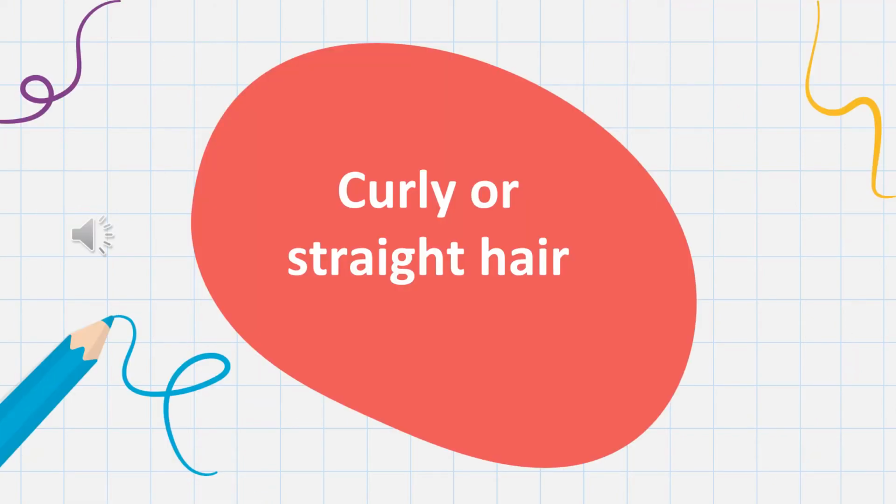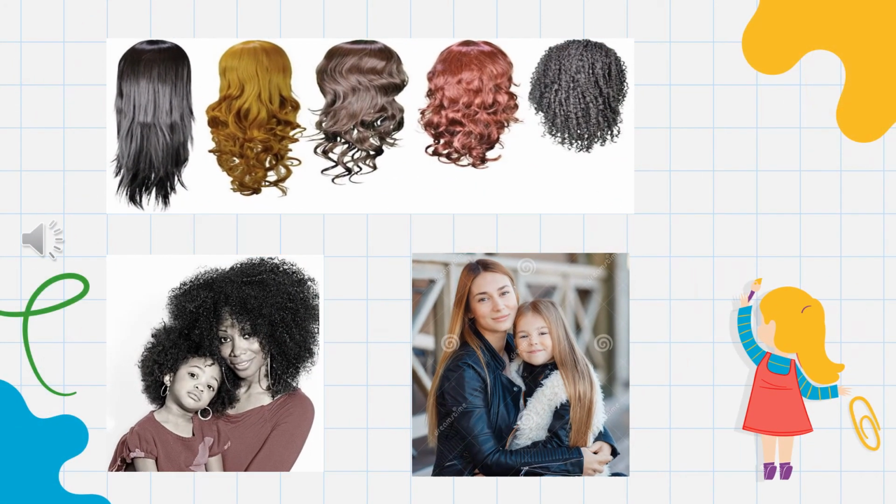And then we have curly or straight hair. If you have curly hair, then one of your parents must have curly hair. If your hair is straight, then one of your parents must have straight hair.